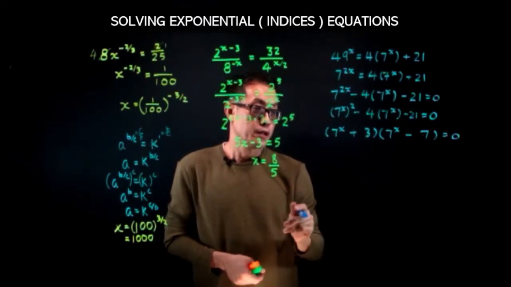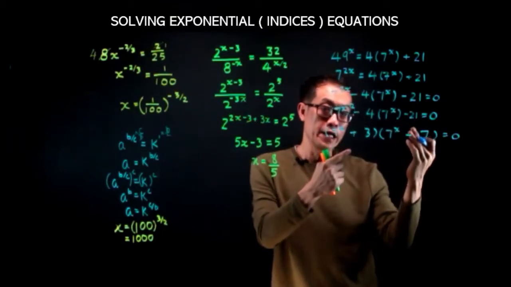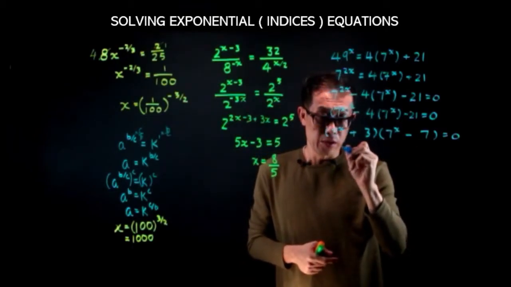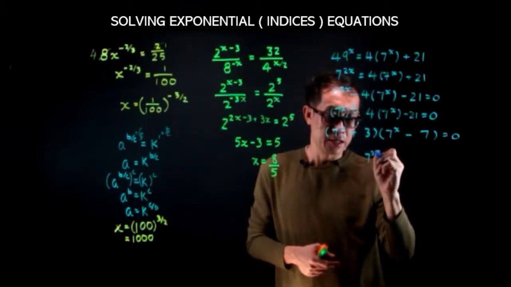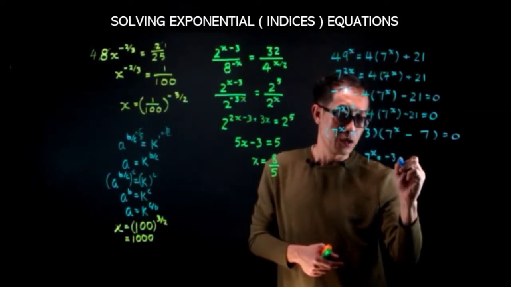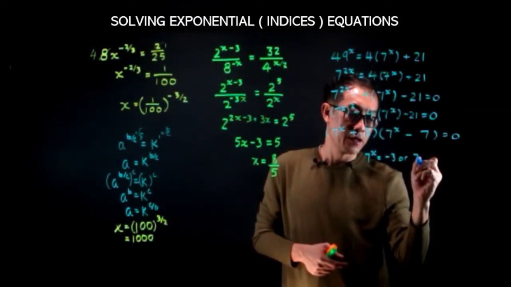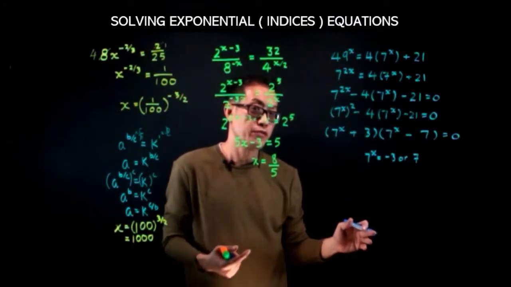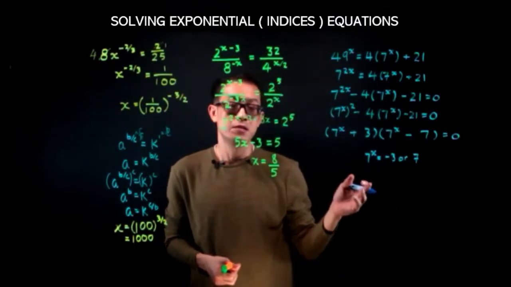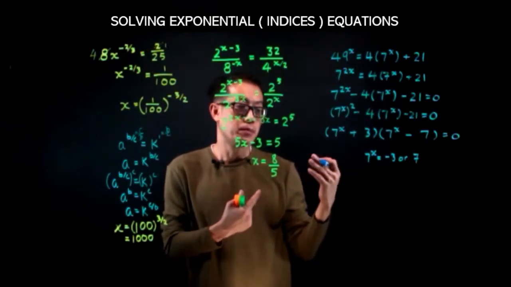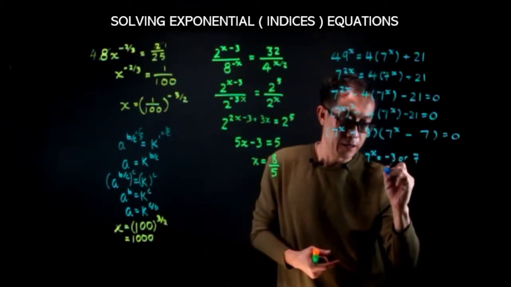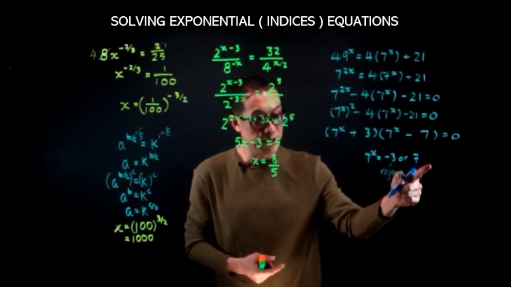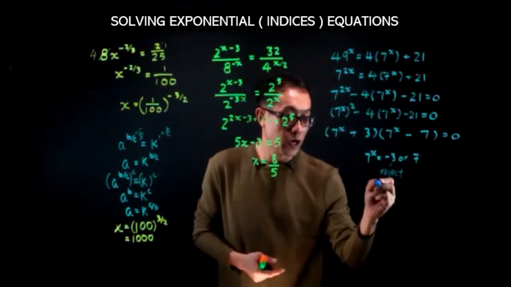Now some of you might not be able to see this. I will do it again later, I will simplify and show you. I will do it by substitution. Now, so your answer is 7 to the power x equals minus 3 or 7. Now this one you reject because 7 to the power x is always positive. If x is a set of real numbers, 7 to the power x is always positive. So this one we reject. So 7 to the power x equals 7. This is to the power of 1. So x equals 1.